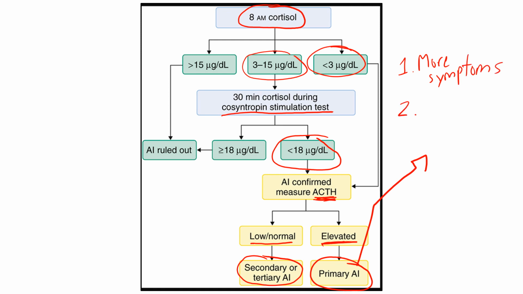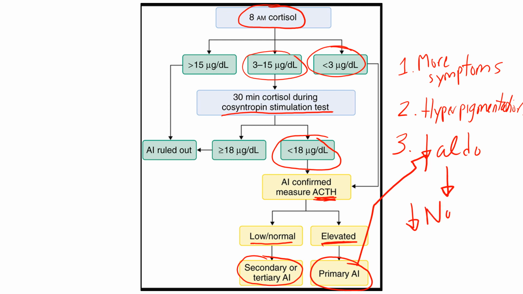2, hyperpigmentation. Because of the increased ACTH leading to increased melanocyte stimulating hormone. And 3, they will have low aldo, leading to low sodium, high potassium, and acidosis.